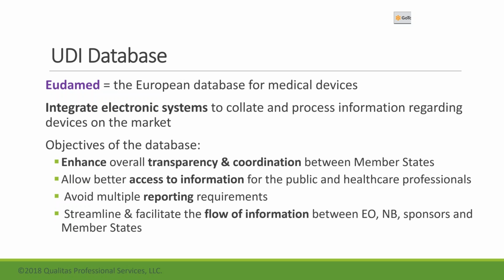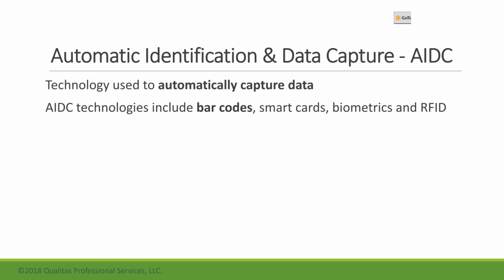So that's kind of the structure of UDI, the various levels of it, as well as the database. So your UDI is going to be available in two formats. The first is automatic identification and data capture, or AIDC as the acronym for that. It's the technology used to automatically capture your data. This is going to be your barcodes, it could be a smart card, biometrics, RFID.